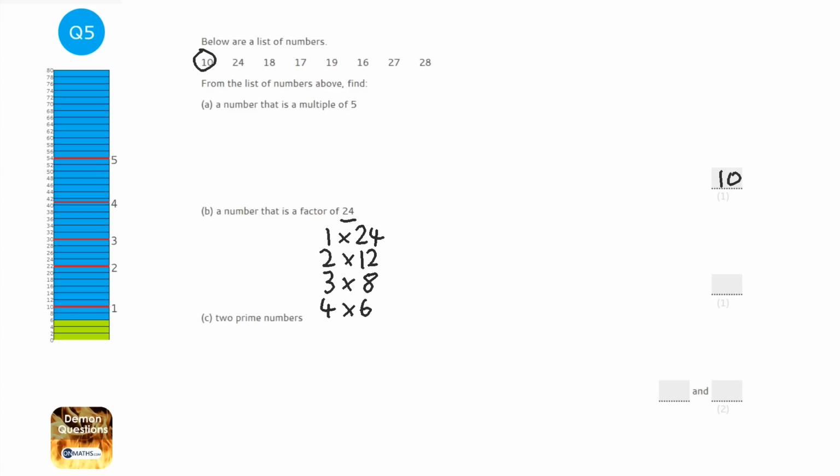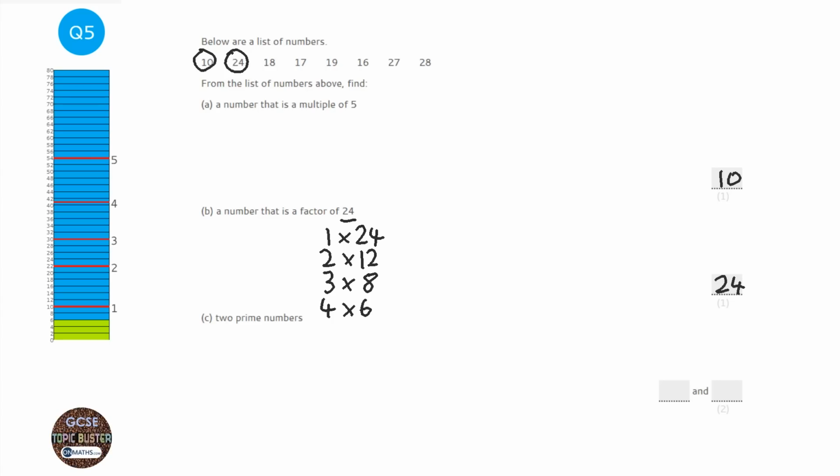Then I look at the list, well, already there's a 24 there. Is there any other ones I could have written? I don't see any other ones, so 24 is my answer there. 2 prime numbers. Now prime numbers mean they only have 2 factors, 1 and themselves. Okay, that's a prime number. If there's any more factors, it's not a prime number.